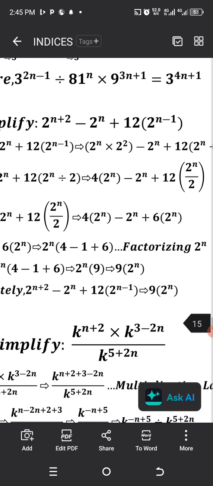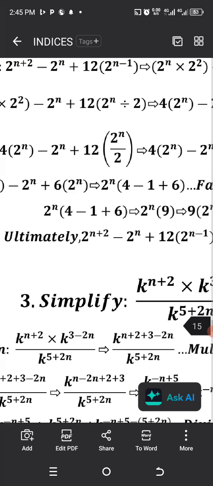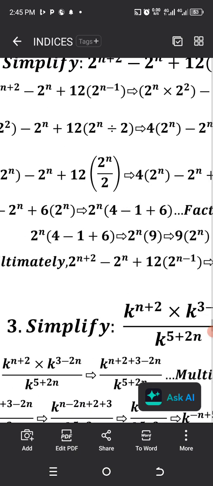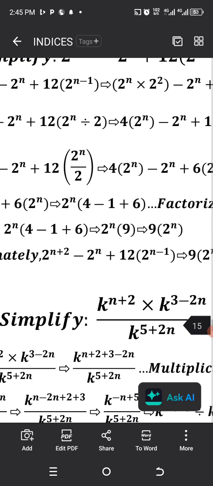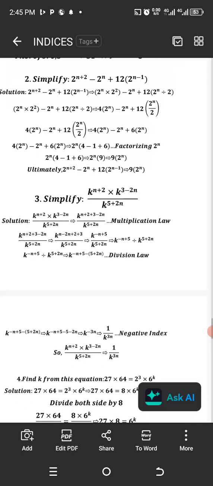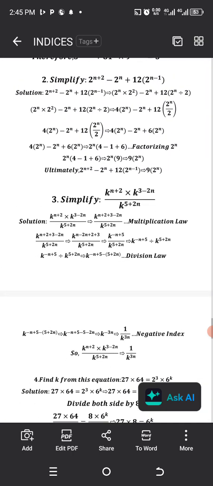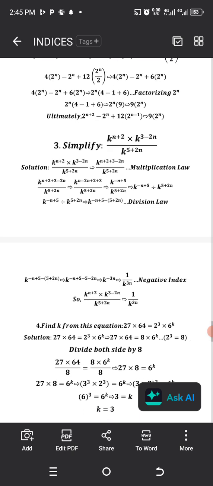You will observe that 2 raised to power n is constant, so you factorize it out. That is why you are saying 2 raised to power n outside. And what is left is 4 minus 1 plus 6. And 4 minus 1 plus 6 is 9. So you bring out that 9. That is why you're having the final answer to be 9 inside the parentheses, 2 raised to power n. So that is the final answer there. You just apply the same principle, the same steps that we've been applying to solve all the questions. So that is the solution for question 3.